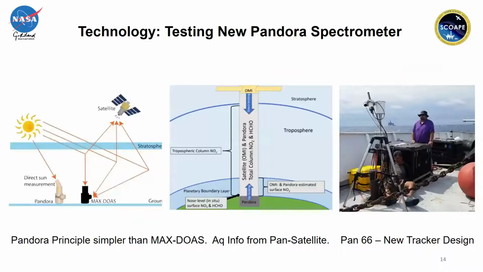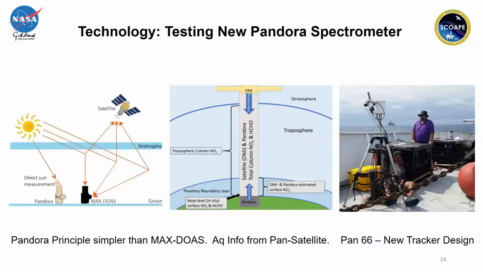Now, a little bit about the testing of our new Pandora spectrometer. A number of UV-Vis instruments have been used since the advent of satellite NO2 measurements, which actually began in 1995 with GOME.